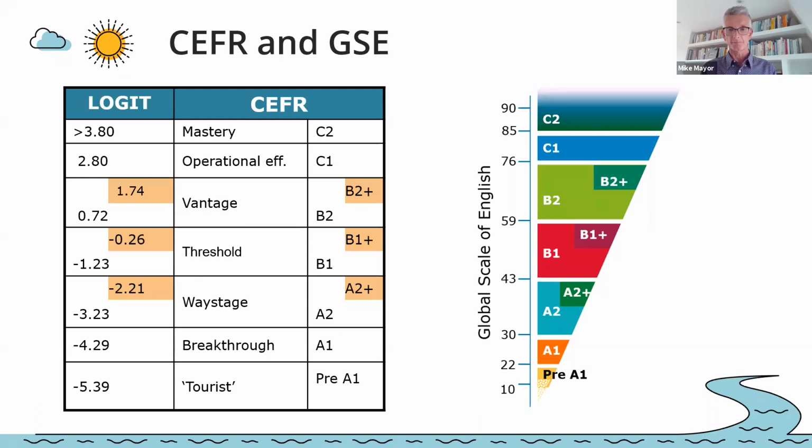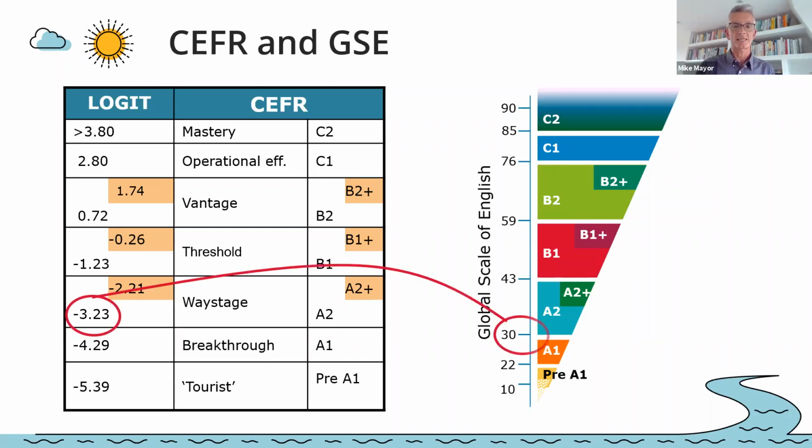So far, so good. Move over to the other table, and you can see in that column with Logit some numbers from 3.8 at the top down to minus 5.39. That information comes from the original research carried out for the Common European Framework. So obviously this is an academic study, hence the complexity of the numbers, and it goes through various psychometric analyses. Don't need to worry about that.